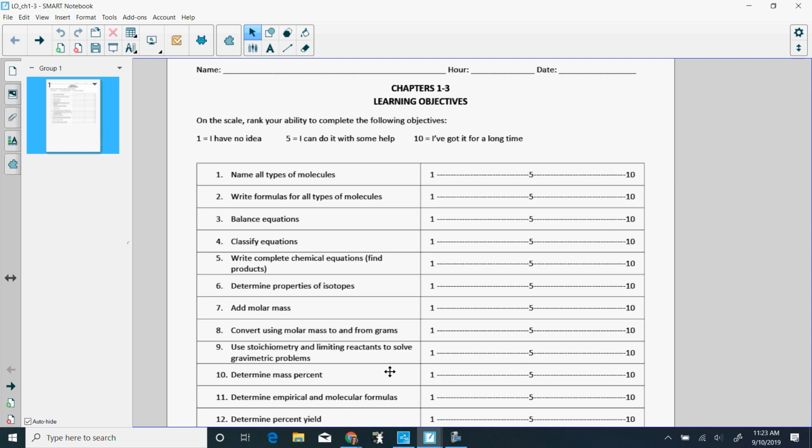5 is like, okay, now I can do limiting reactant problems with help. I'm good. That's 5. And 10 is like, I can name compounds, no problem. I know my help, secondly. So you do not have to pick 1, 5, 10. You're just deciding somewhere in between there. You can do an X, you can do a circle. Go ahead and do that for all 13.